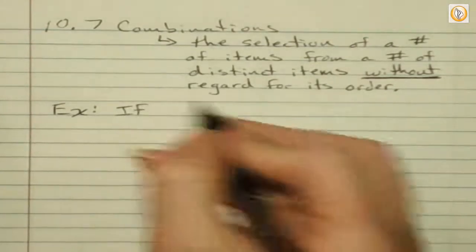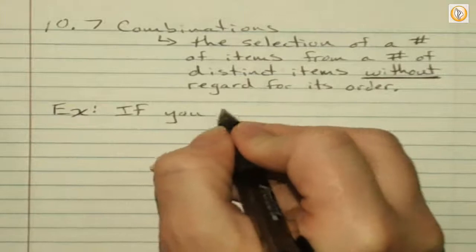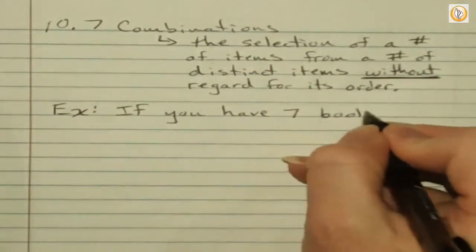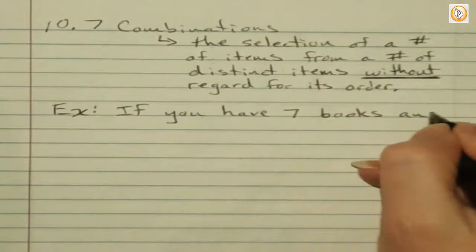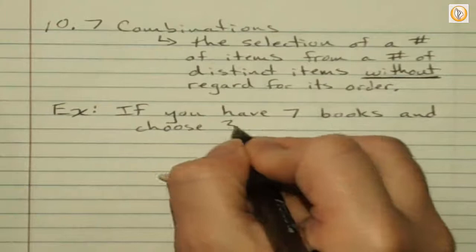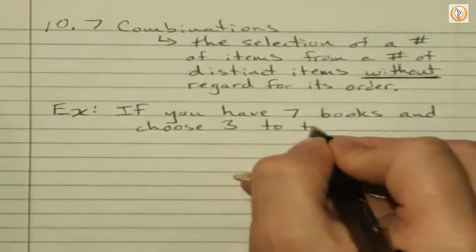Example. If you have 7 books and choose 3 to take on a trip.